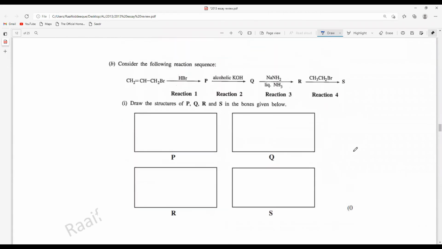So moving on, this is part B. It should be very straightforward now. If you add HBr, it should give CH3CHBr. And if you add alcoholic KOH, you know HBr is removed. And NaNH2 in liquid ammonia. So when you remove HBr with alcoholic KOH, it clearly should form an alkyne compound. And when you add CH3CH2Br, it will form the alkyne combined with the CH3CH2 group, right? So typically you should be able to write down this scheme.